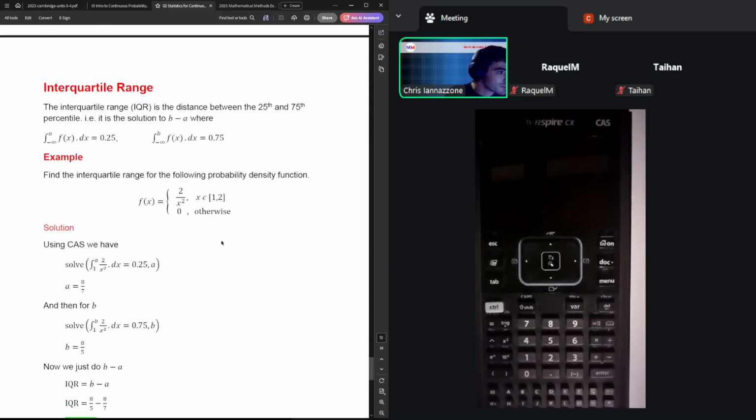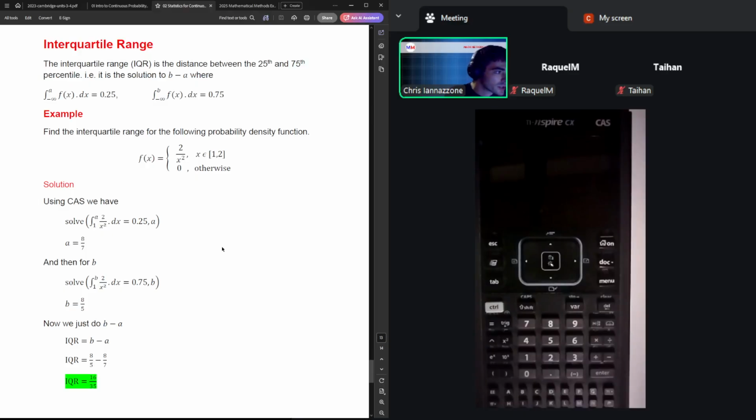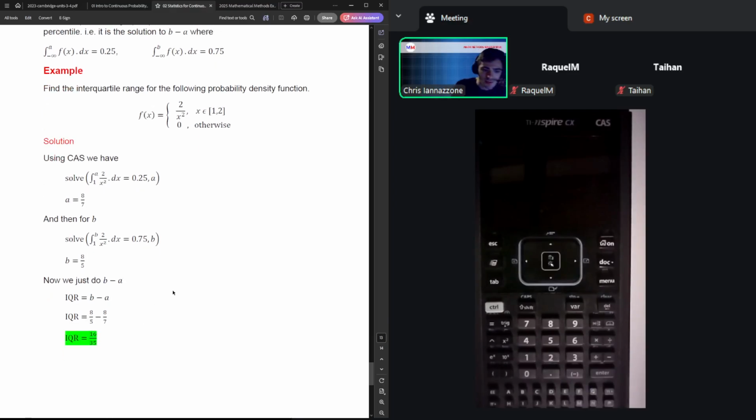Yep, this is the last one up. This is the interquartile range. This is technically nothing new. This is just you finding two specific percentiles and then performing a subtraction. It's the distance between the 25th and the 75th percentile. So you equate your integral to 0.25, solve for the upper bound. You equate your integral to 0.75, solve for the upper bound. Take those two values, perform a subtraction between them, and whatever comes out is your interquartile range.